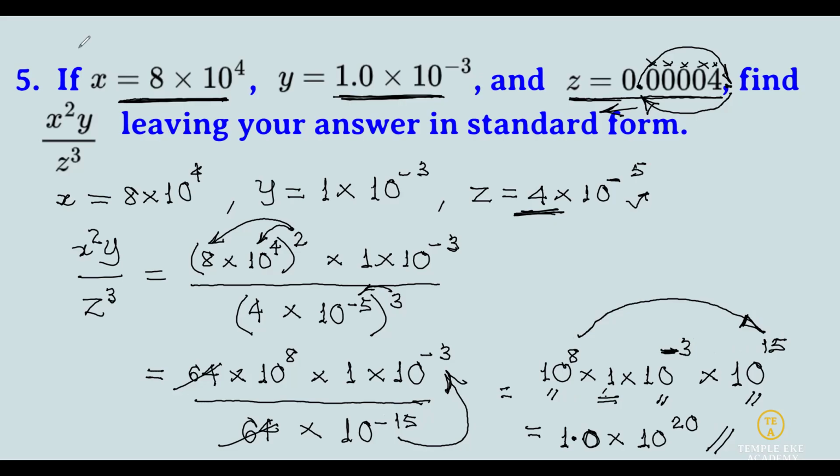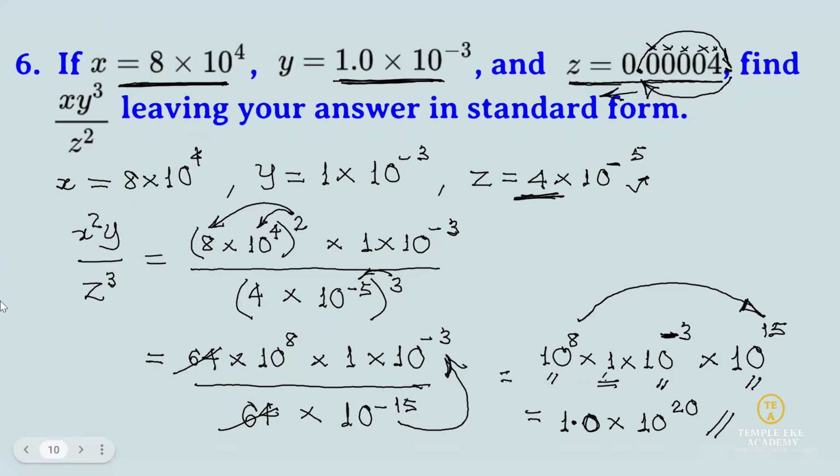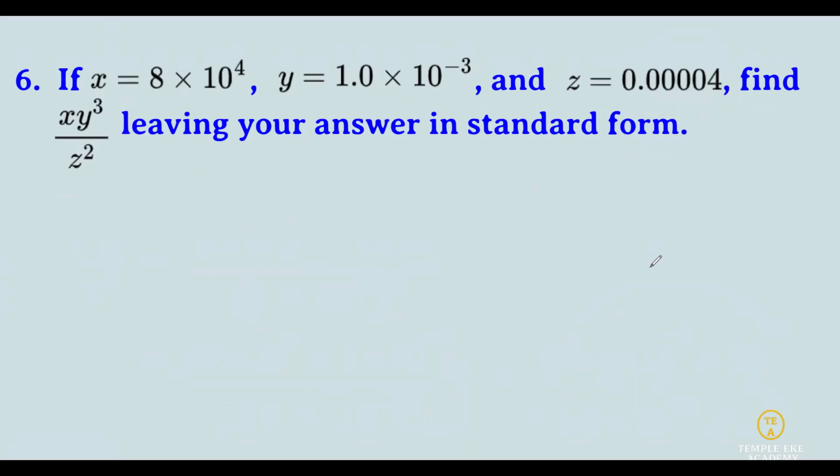Let's go. Please come with me. That's right. Now we have the traces out of the way so that we can deal with this. All right. Once again, x is equal to 8 times 10 to the power 4. Y is equal to 1.0 times 10 to the power minus 3. And z is 0.0004. Find xy cubed divided by z squared, leaving your answer in standard form. This is a typical exam type question.